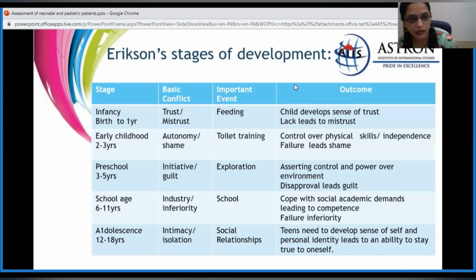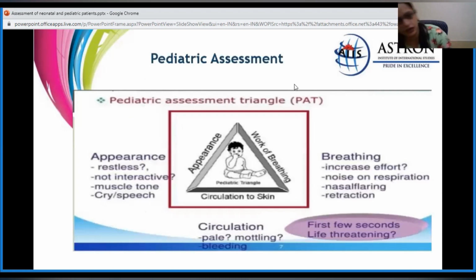The child will have growth and development according to the stages. From birth to 1 year we call it infancy, 2 to 3 years early childhood, preschooler is between 3 to 5 years, school age is 6 to 11 years, and adolescent is 12 to 18. Then we will see the pediatric assessment. I told you that a newborn is from after birth to 28 days. After that, the infancy period will start, then preschooler, schooler, then the adolescent.